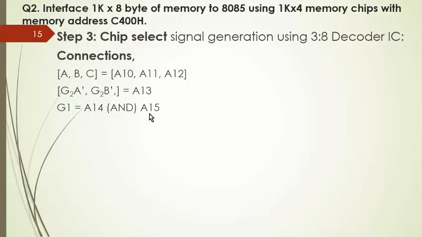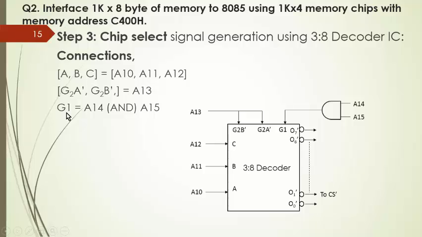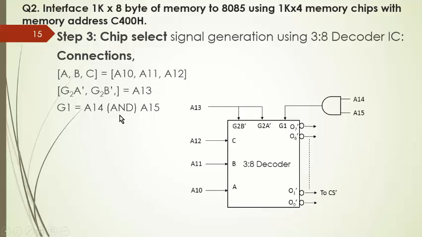Now here we will use the 3 to 8 decoder to generate chip select signal. So here we are having A10 to A15 address lines to generate chip select signal. A10, A11 and A12 we will connect to ABC input of the 3 to 8 decoder. A13 pin we will connect to G2A bar and G2B bar because it is active low. A14 and A15 both are active high. That's why these two pins we will connect to G1, but instead of shorting we will connect one.